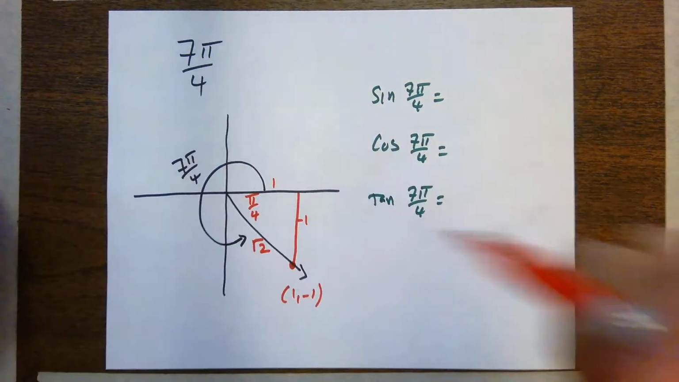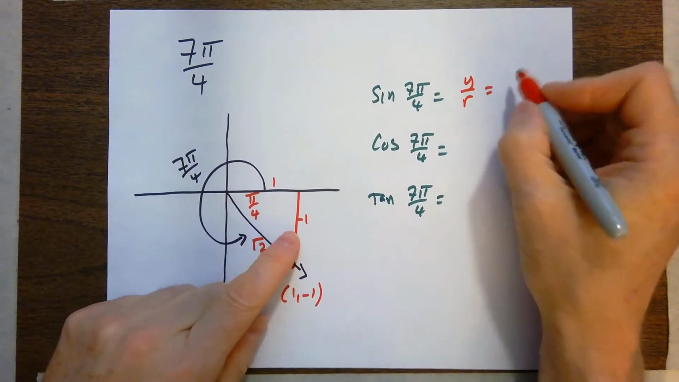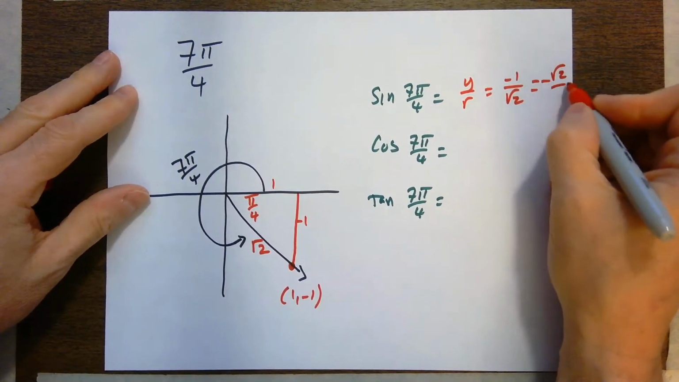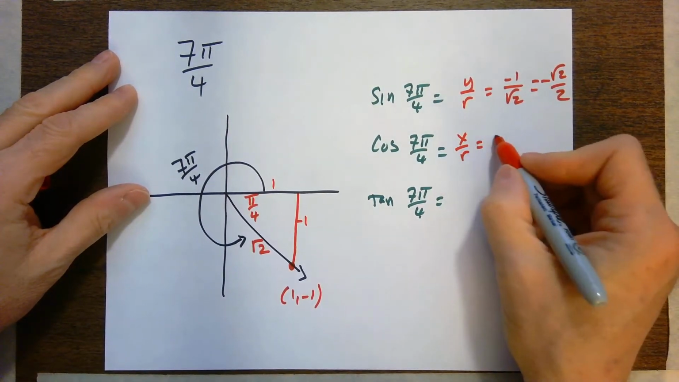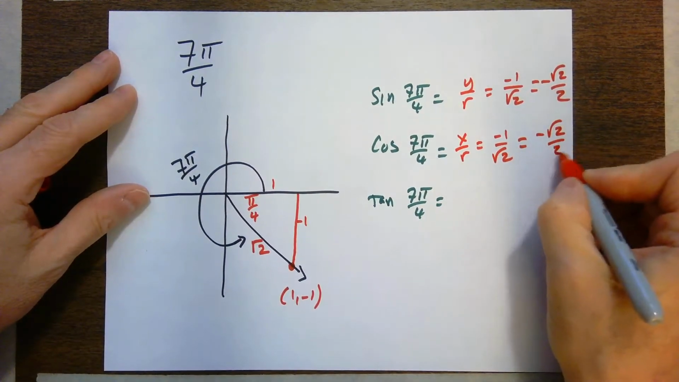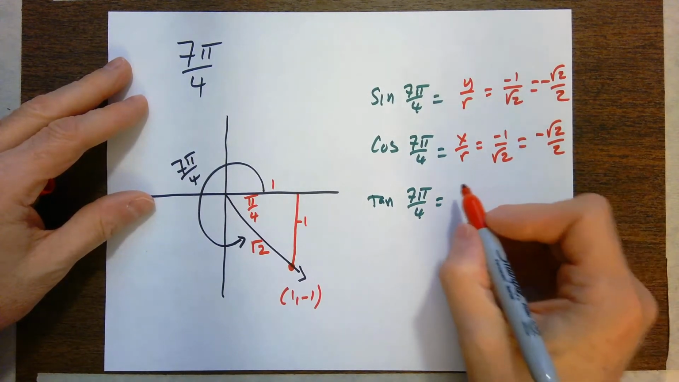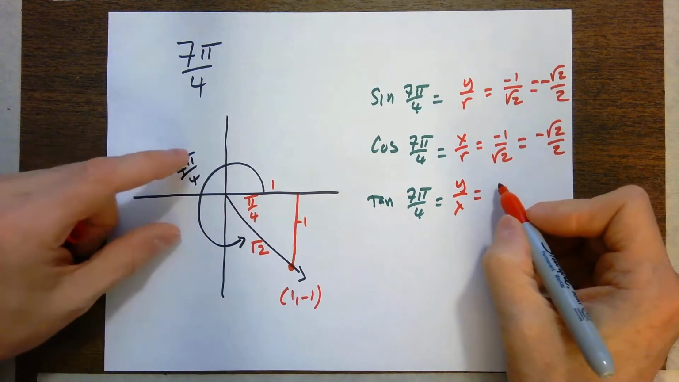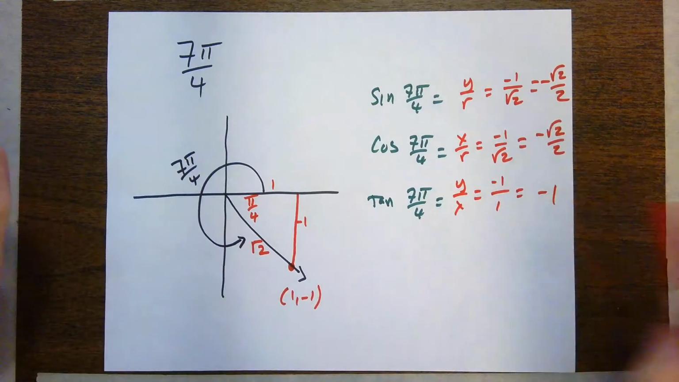The sine is the y value over the r value, which is going to be -1 over √2. Rationalize the denominator, -√2 over 2. The cosine is going to be x value over the r value, -1 over √2. Rationalize the denominator, -√2 over 2. And the tangent is going to be the y value over the x value, which is going to be -1 over 1, which is -1.